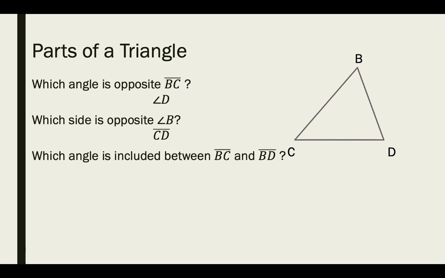Similarly, we can have included angles and sides. Which angle is included between BC and BD? BC being this side here, BD being this side here. What angle is between those two sides? Well, just angle B. And we can see that B is included on both of these sides, right? BC and BD, angle B.